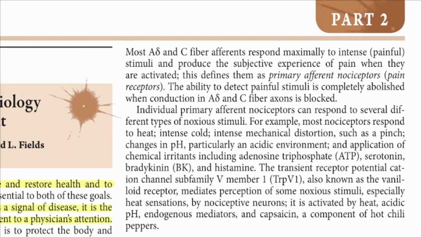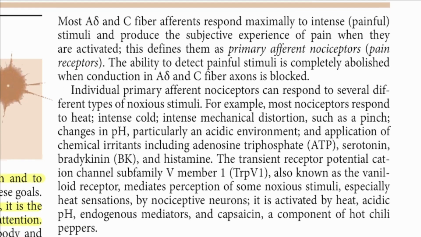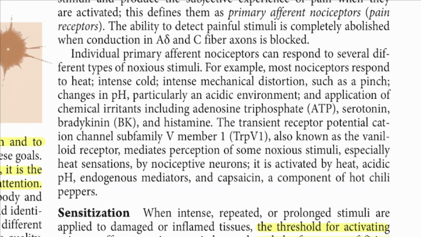Most A delta and C fiber afferents respond maximally to intense painful stimuli and produce the subjective experience of pain when they are activated. This defines them as primary afferent nociceptors, or pain receptors. Individual primary afferent nociceptors can respond to several different types of noxious stimuli: cold, mechanical distortion, pinch. So these are all the stimuli to which these nociceptors respond.